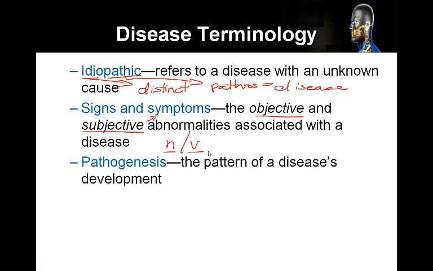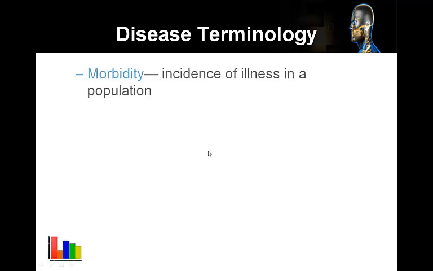Pathogenesis, as a term on your term list, is going to be the pattern of a disease's process. Again, pathos as a root cause, and so that's going to be the disease's development in the organism.